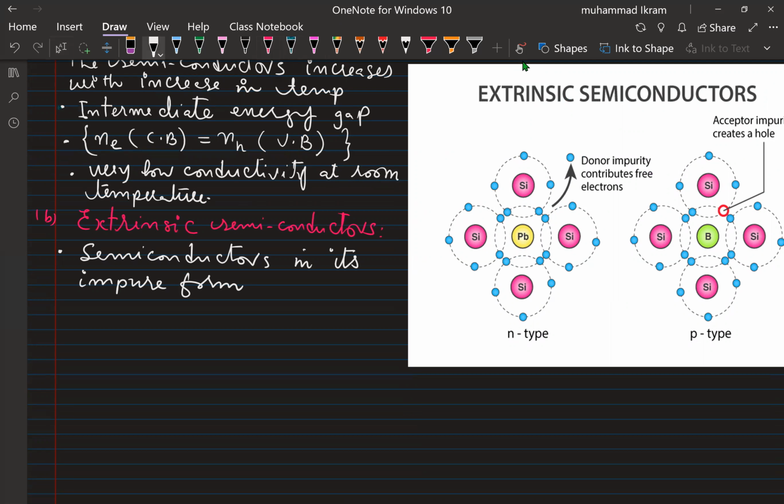The extrinsic semiconductors are formed by the process which we call doping. You might have heard about the dope test in some sports also. So they are formed by the process of what? By the process called doping. Now, what is doping? I'm coming to that point.